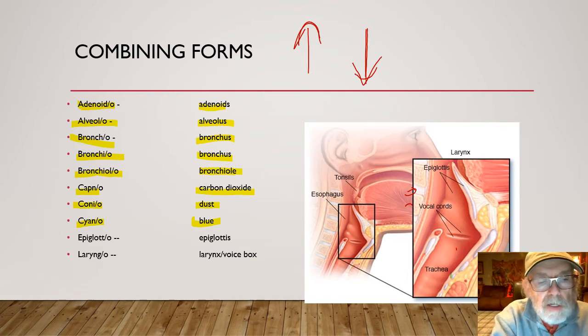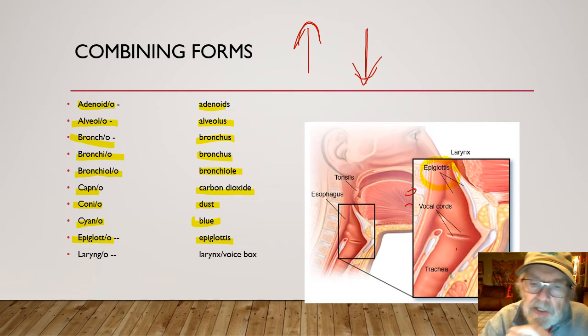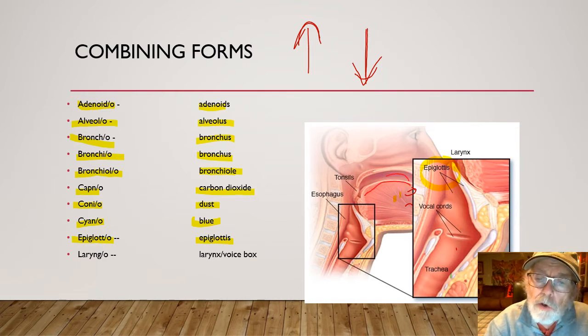Okay. Next combining form, epiglotto. Epiglotto means epiglottis. And you say, what in the world's that? Well, it says it right here. Here's the epiglottis. At the back of the throat, here's the tongue. Let me just draw it with a pen here. Here's the tongue right here. So this is the oral cavity. You eat this big thing of food, it comes down this way.